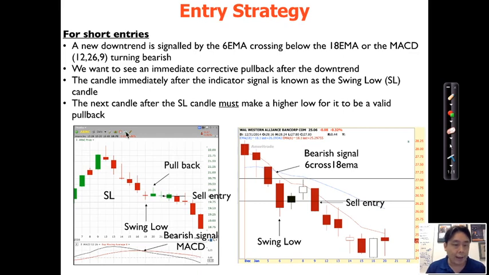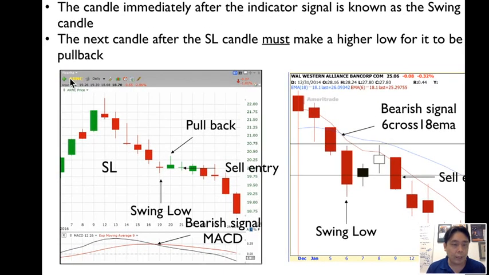So let's take a look at ARNC on the left. For ARNC, the signal comes from the MACD crossing below the signal line, right? The black line crossing below the red line. So that is a downtrend signal. So right at that signal, right at that cross, or right after the cross, we have our swing low candle. Okay, swing low. Now, again, how do you know it's a swing low? Because it makes the lowest low of all previous candles. It must be a lowest low.